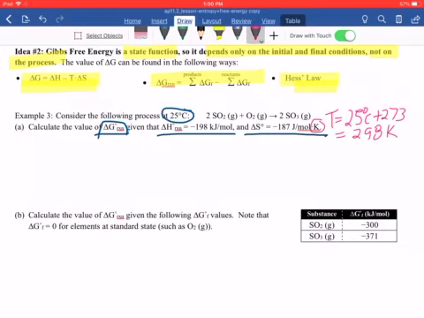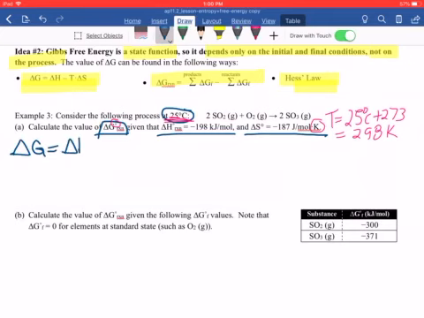The other way, if they don't give you the temperature, this little standard state symbol right there means that you should automatically know it's at 25 degrees Celsius or 298 Kelvin. So if they don't give you that temperature, you should just know it based on that little symbol right there. Standard state, standard temperature, standard pressure, standard molarity. It says calculate the value of delta G. So we're calculating delta G.